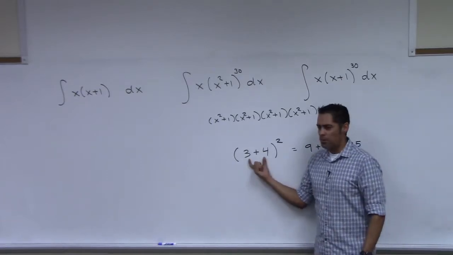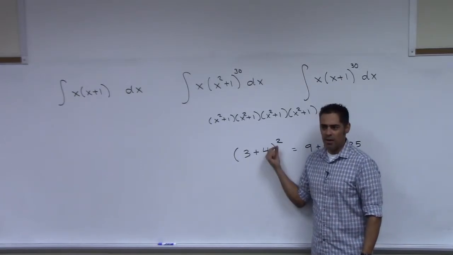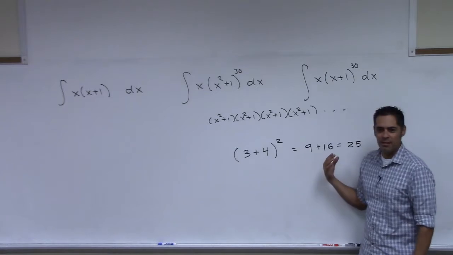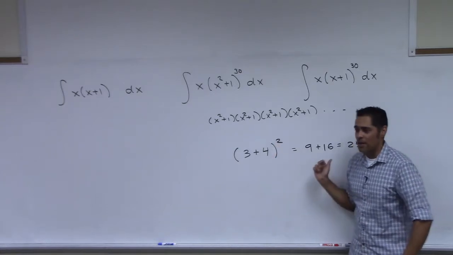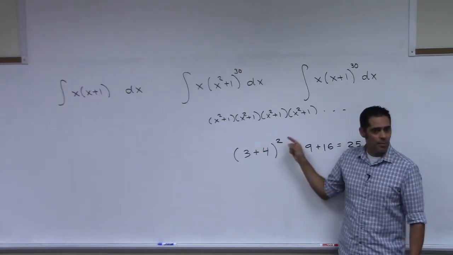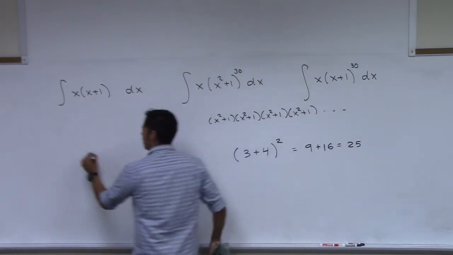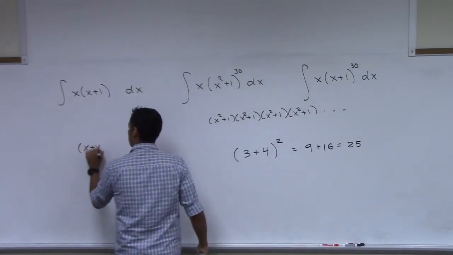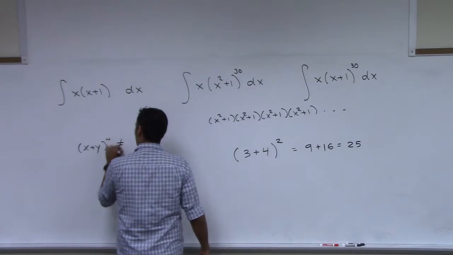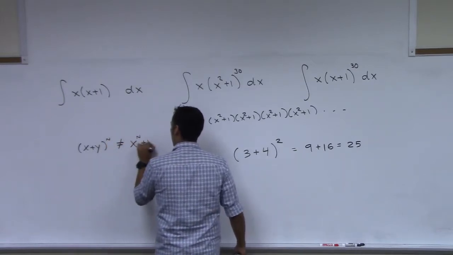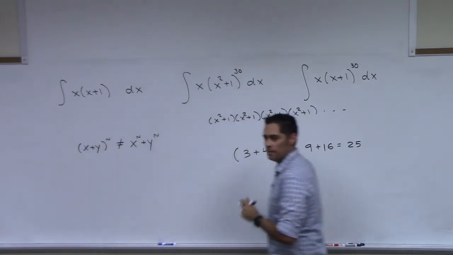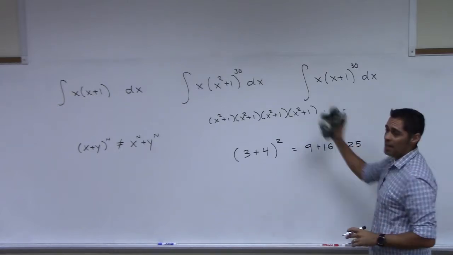But what's 3 plus 4? 7 squared is 49. So which one's right? 49 is right. You are not allowed to apply the power. In other words, if you have x plus y to the n, this is not equal to x to the n plus y to the n. That is not correct. If it was, then yes, that's how I would deal with that.